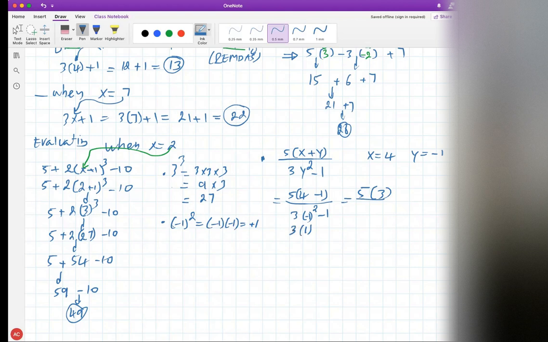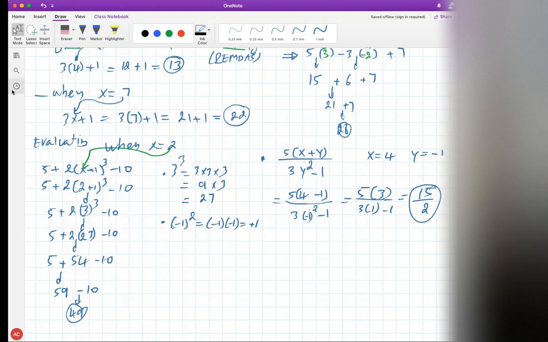Bring down the 3. The next is 3 multiplied by 1, so this is 3 minus 1. Back up here, that's 15. And here, 3 times 1 is 3, minus 1 is 2. So it's 15 over 2. And that's it. Reduce it if possible. You may write it as a mixed number, but most importantly, reduce it first if you can. 2 does not go into 15, that's fine. But always reduce the fraction whenever possible.